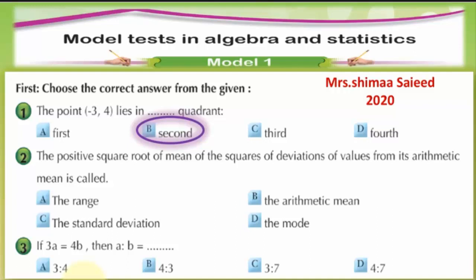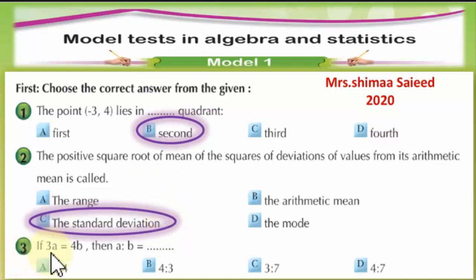The positive square root of the mean of the square of deviation of values from the arithmetic mean is called, excellent, the standard deviation. If 3a equals 4b, then a to b, 4 to 3.